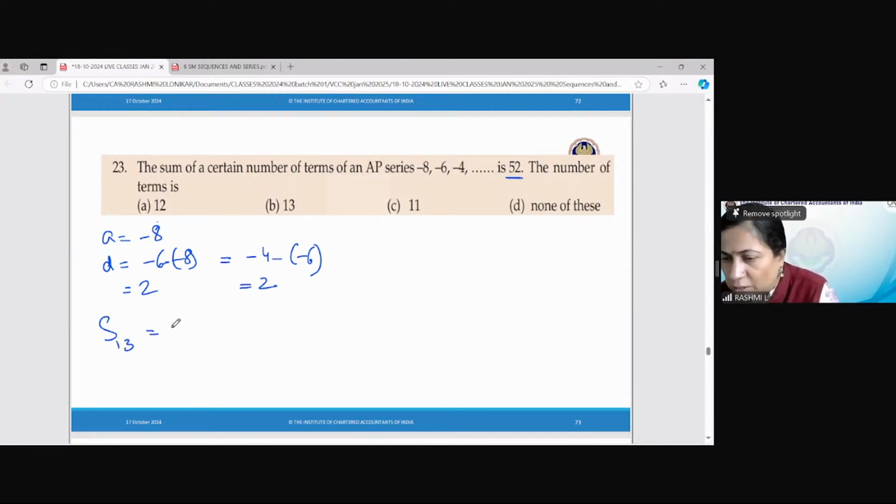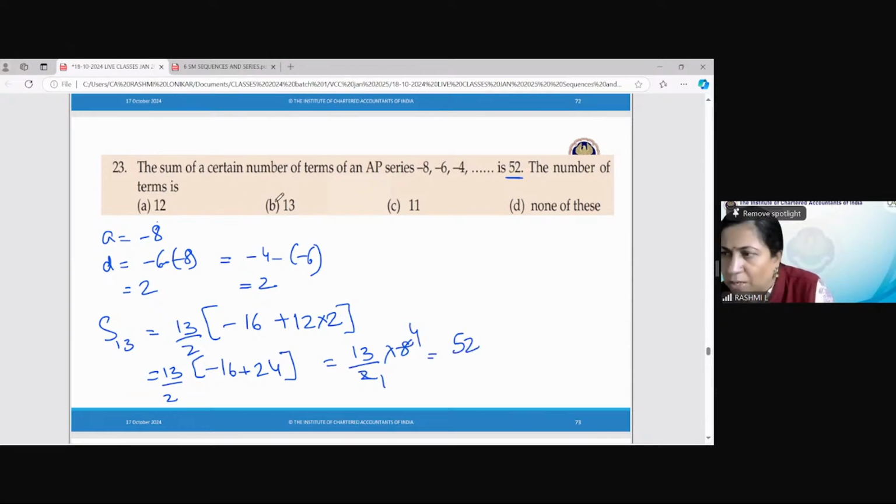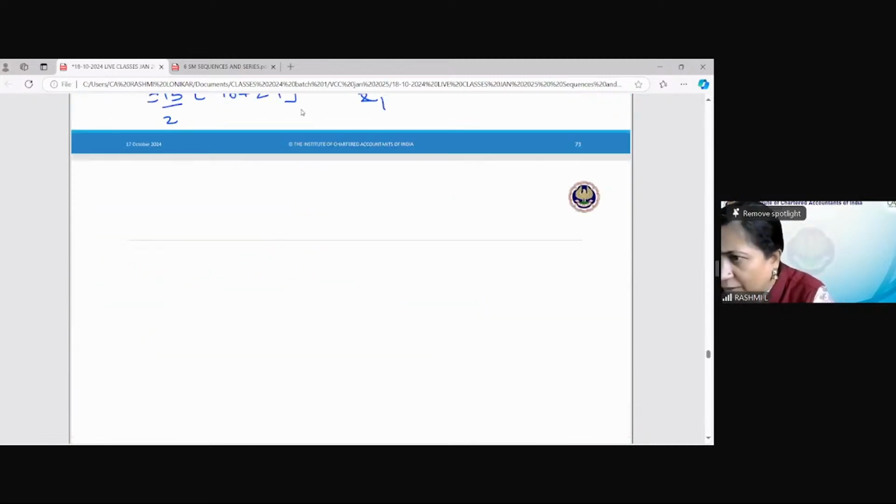S13. So this is equal to 13 upon 2 twice A, मतलब -16 plus n-1, मतलब 12 into D कितना है मेरा? 2 है. So 13 upon 2 minus 16, this is how much? Plus 24. Minus 16 plus 24 is 8. So 13 upon 2 into 8, 2 1s are, 2 4s are, ये हो गया 52. So B is the correct answer. तो कभी कभी देख के भी हमें अंदाजा आ जाएगा कि हमें क्या करना है.